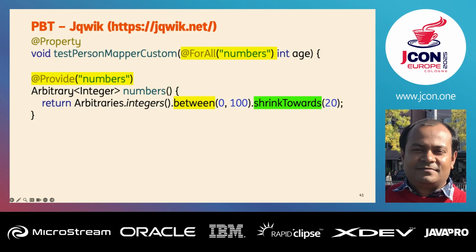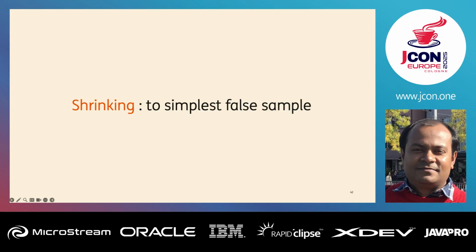Possibility for customization. For this case, I have a specific integer that I want, which is based on my requirement. Let's say, for example, I want the integer to be between 0 and 100, and I want it to shrink towards 20. So the randomness would be concentrated on the value 20. The documentation contains lots of such examples.